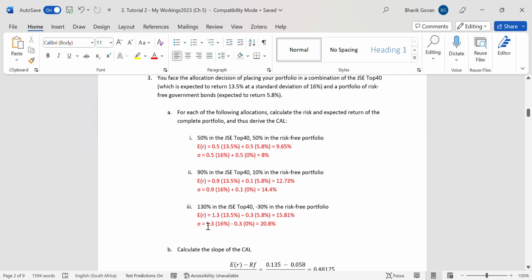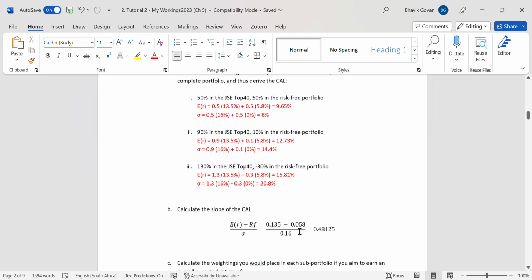Standard deviation, it'll be 1.3 times 16% minus 0.3 times 0%, which is just 0. So we'll get 20.8% risk.